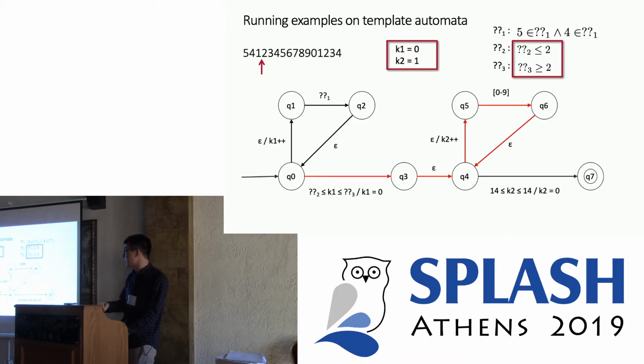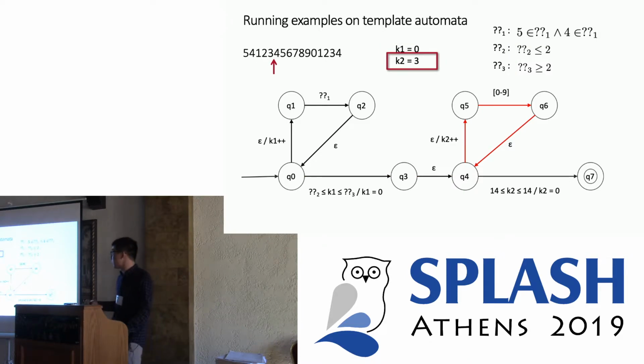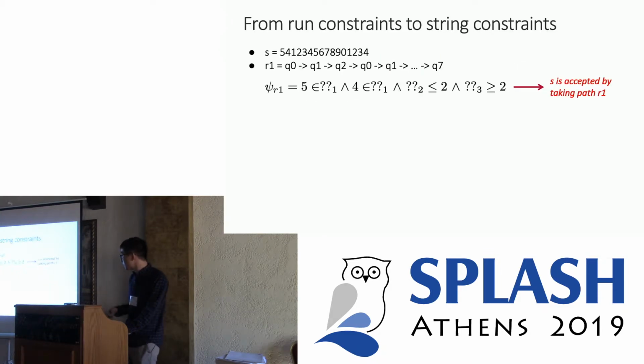And when we exit, the value of K1 is 2. So we will have constraints saying the value of hole 2 is no more than 2, and hole 3 is no less than 2. And the rest of the transitions will not change the constraints we generated. And upon reaching the final state, we have all the constraints for this string to be accepted by this template automaton. And this is denoted as phi R1. It means S is accepted by taking path R1.